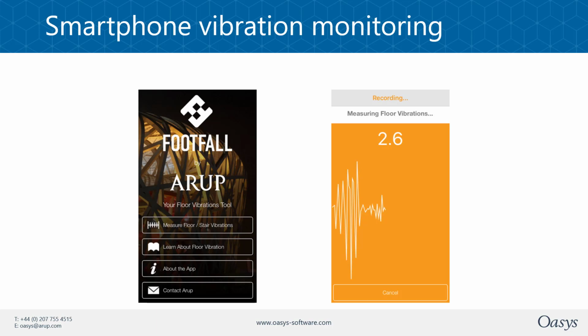If you want to assess an existing structure, then you can download the Arup iPhone app, which uses the phone's accelerometers to measure the real structural response. Expedition have also produced a similar app for Android users, and there may well be others.